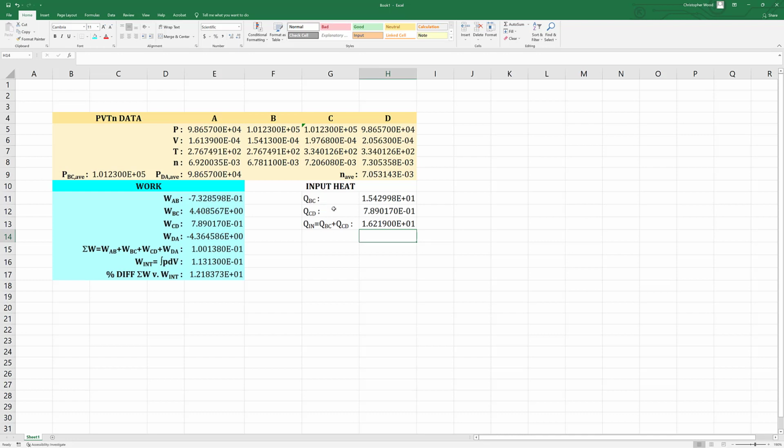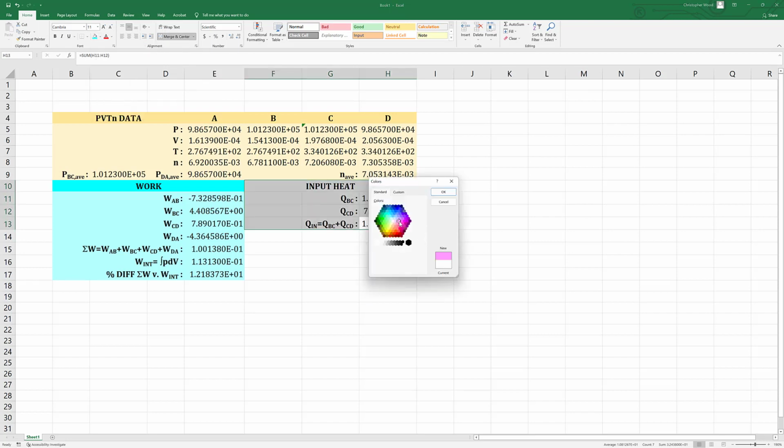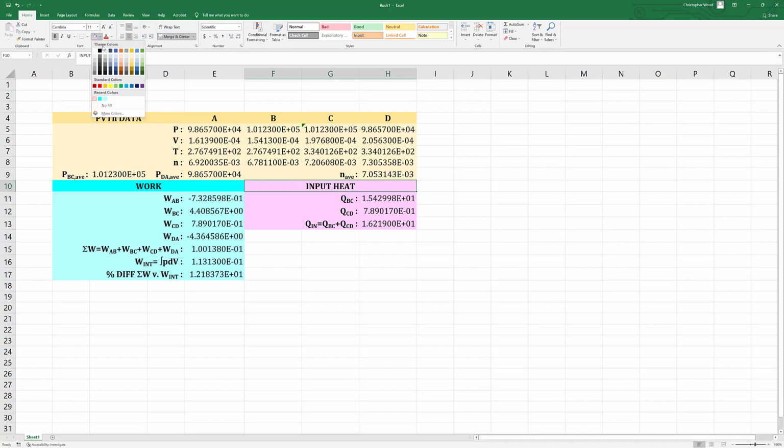Let's do some formatting. I'm going to right justify these labels. I'm going to bold them. I'm going to change this whole area to a different color. Maybe let's take a look at this color, maybe make it a little bit lighter. That looks good. Maybe make the header a little bit darker. And this section represents the total amount of heat that was invested to our heat engine.